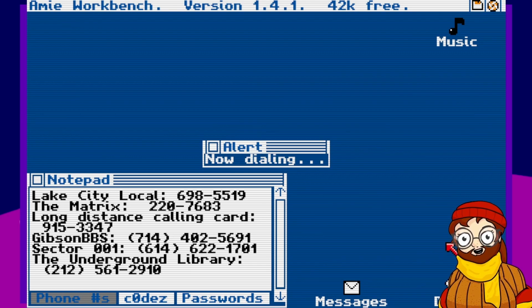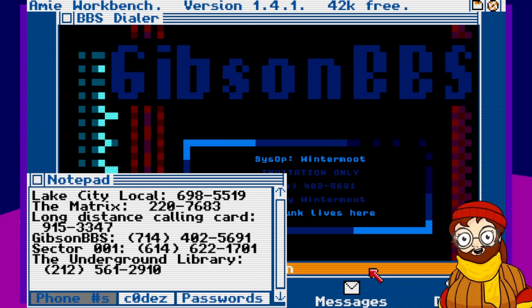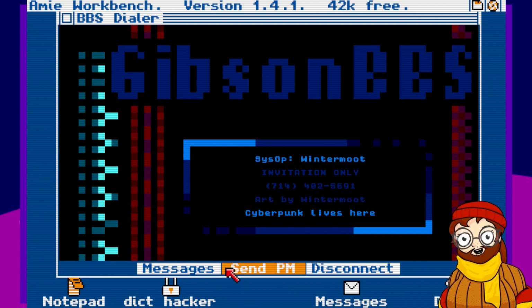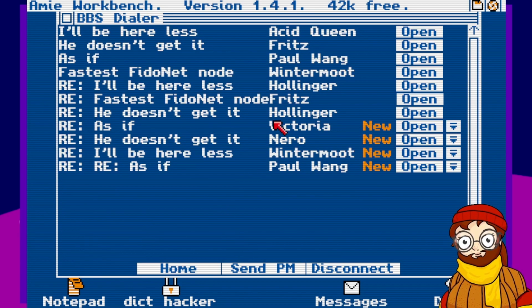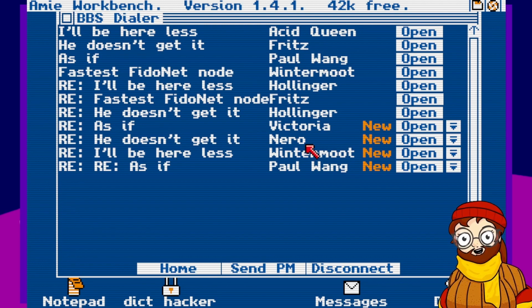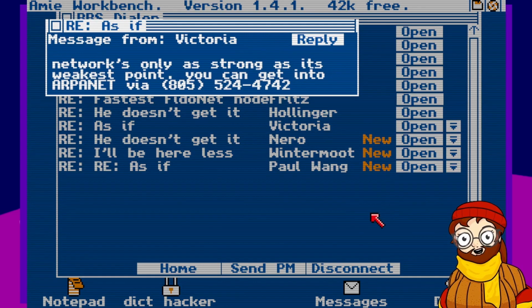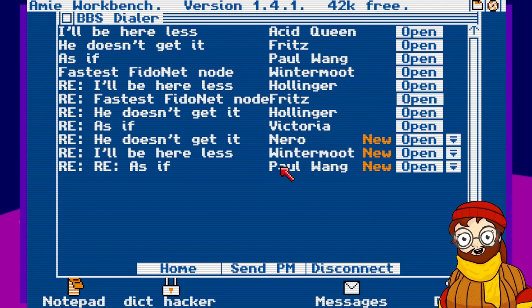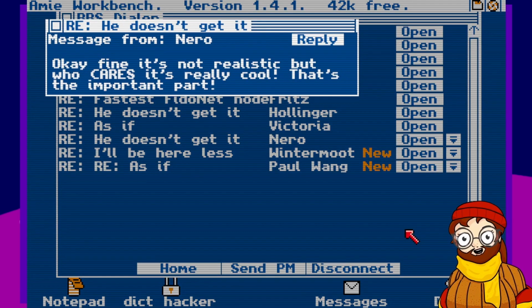Yeah, I'm pretty sure it's the Gibson. That makes sense. Where are we gonna find information about the hacking? Getting into ARPANET? The website with all the cyberpunk nerds. Right? Haha! Yes! So this didn't show up until after we got to a certain point in the story, but now that we have, haha! Victoria, as if. Network's only as strong as its weakest point. You can get into ARPANET via 805-524-4742. Boom! Nailed it. But while we're here, he doesn't get it. Okay, fine, it's not realistic, but who cares? It's really cool. That's the important part.